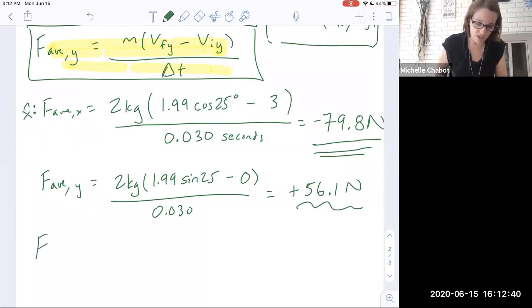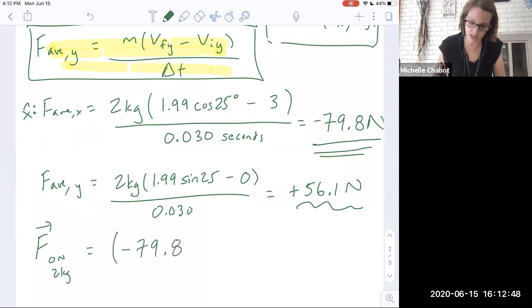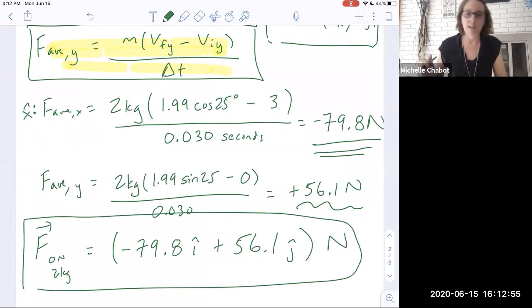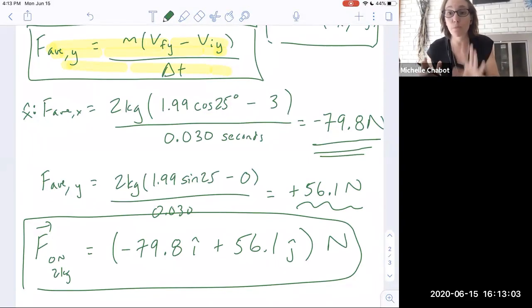So my final answer then is that the force on the 2 kilogram puck during the collision would be negative 79.8 i hat plus 56.1 j hat newtons. And I can box that, and that's my result. All right, so again, the key idea being that you break the impulse momentum relationship into components. You focus on a single object, and then you write it out and find the 2 components of the force that the object experienced during the collision. Let me know if you have any questions.